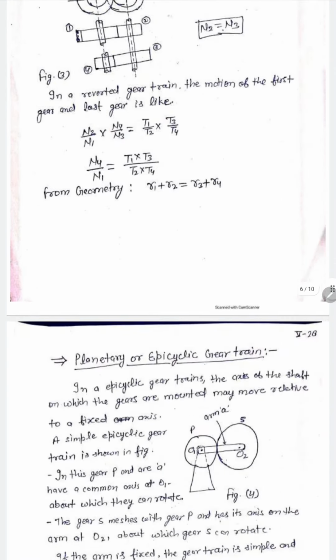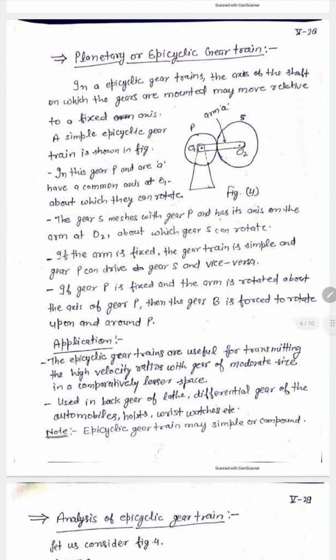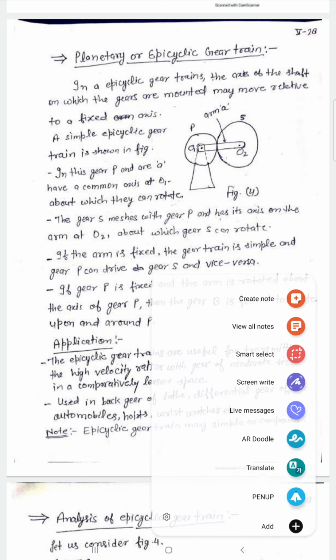After that, the last gear train is the planetary or epicyclic gear train. In this figure you will see the structure of an epicyclic gear train. In an epicyclic gear train, the axis of the shaft on which the gears are mounted may move relative to a fixed axis. This is a feature of the planetary or epicyclic gear train.